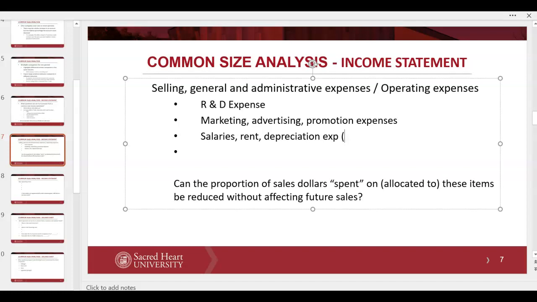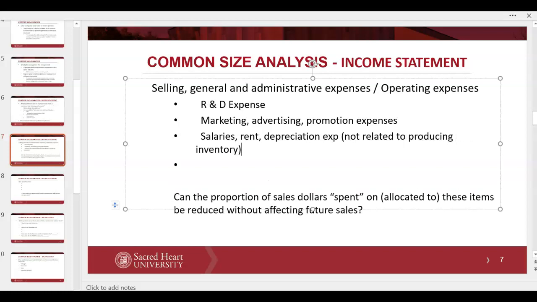So the salaries, rent, and depreciation expense that's in the SG&A section, or the operating section, are those costs that are not related to producing inventory. These are going to be related to our corporate offices and our sales offices, but not those manufacturing plants. And another main item is accounting and legal. And why are we writing this stuff out?